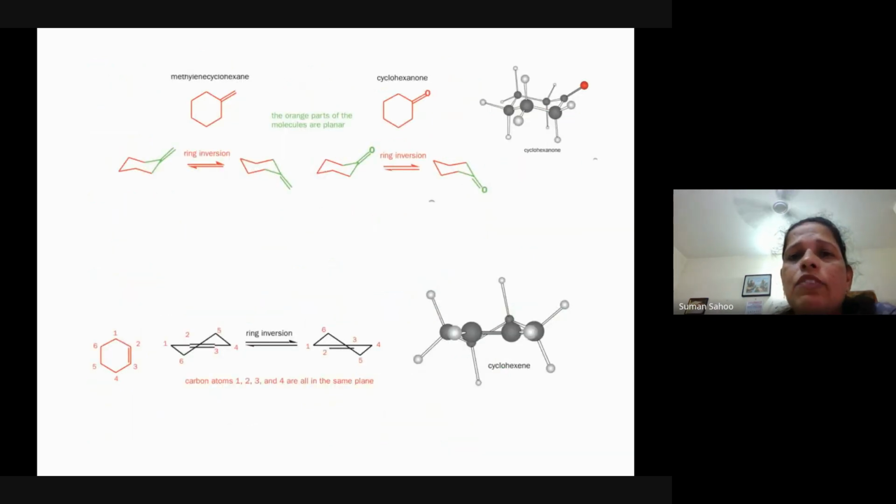So next is when you have a double bond. One is your cyclohexanone or methylene cyclohexane. In that case, you would have a double bond here, and that would be preferred in your chair conformation. But when you have a cyclohexene, that means you have a carbon-carbon double bond within the ring, then the more preferred conformation is your half chair. Half chair conformation has the lowest energy possible.